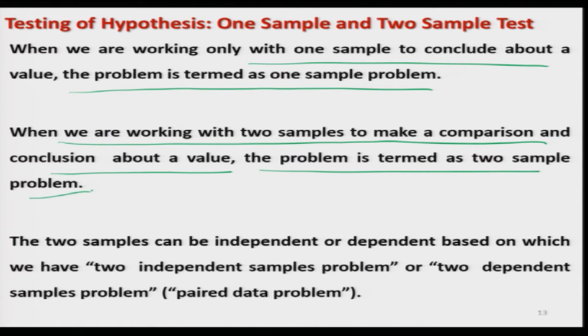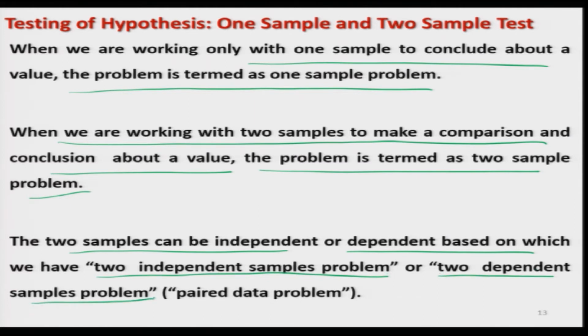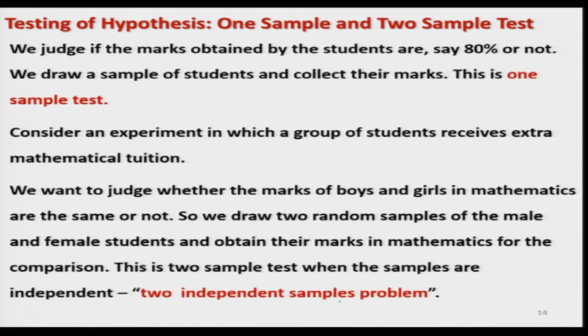And this two sample problem can be divided into two parts, when the two samples are independent or they are dependent. In case they are independent, then we call the problem a two independent sample problem, and if the samples are dependent, then we call it a two dependent samples problem, or this is also called a paired data problem. So, what are these things?